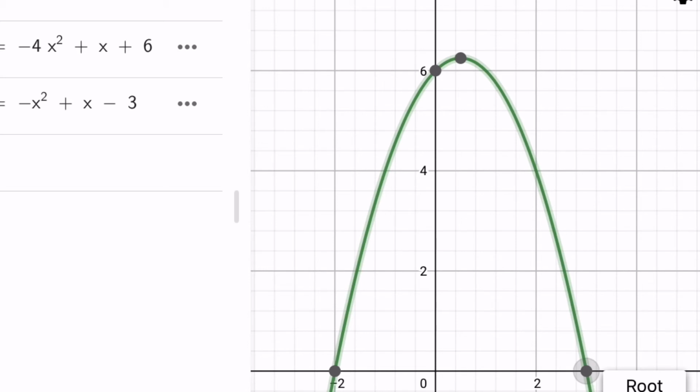The roots are actually the x-intercepts. So we have (-2, 0) and (3, 0) as the roots. So originally this is the graph.